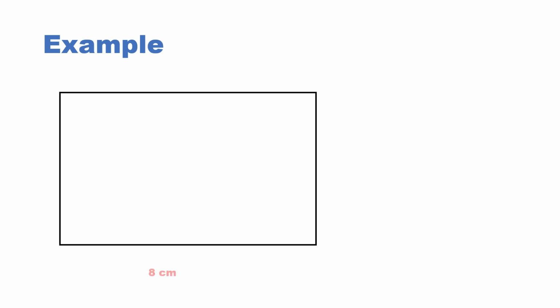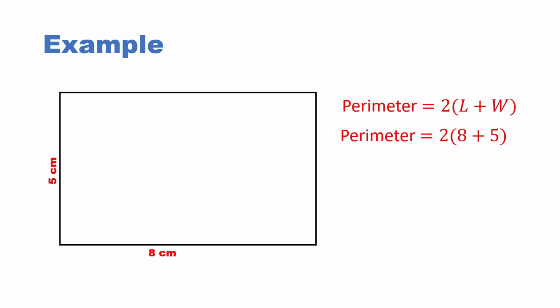We are given a rectangle with length 8 centimeters and width 5 centimeters. So, the perimeter is 2 times (length plus width). If we substitute, we get 2 times (8 plus 5), which is equal to 2 times 13. Hence our perimeter is 26 centimeters.